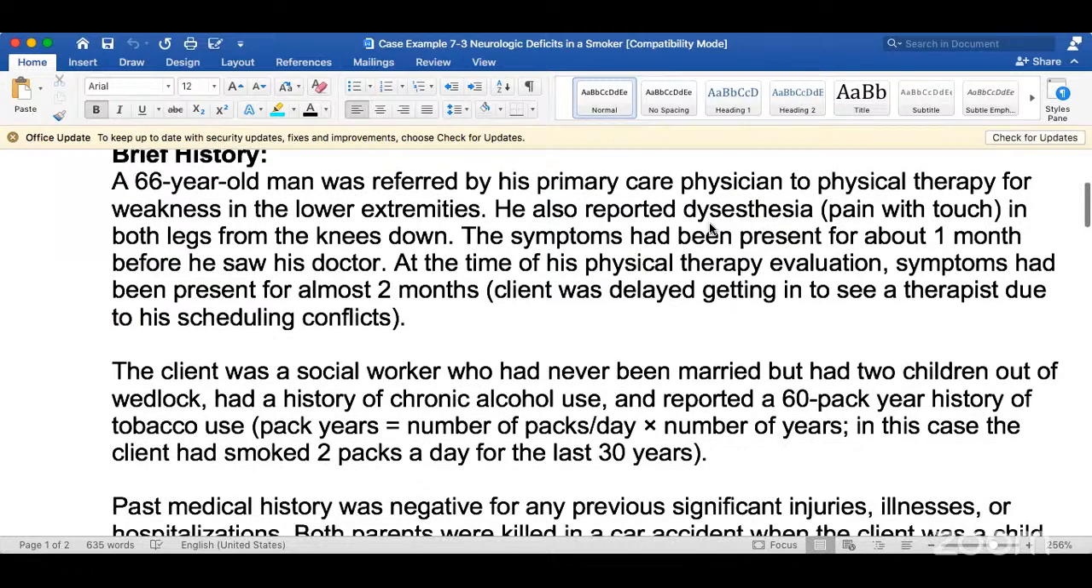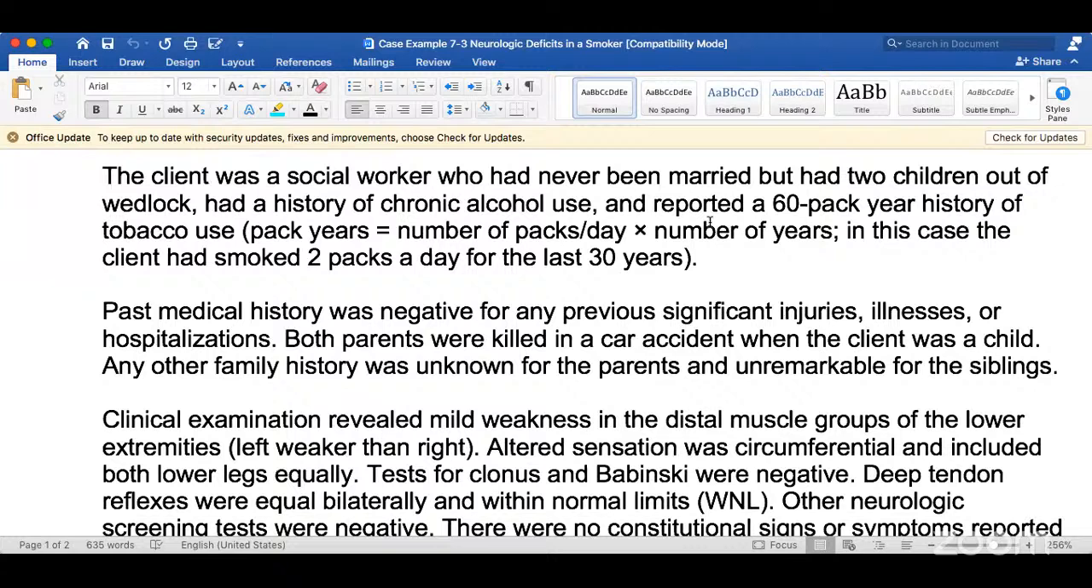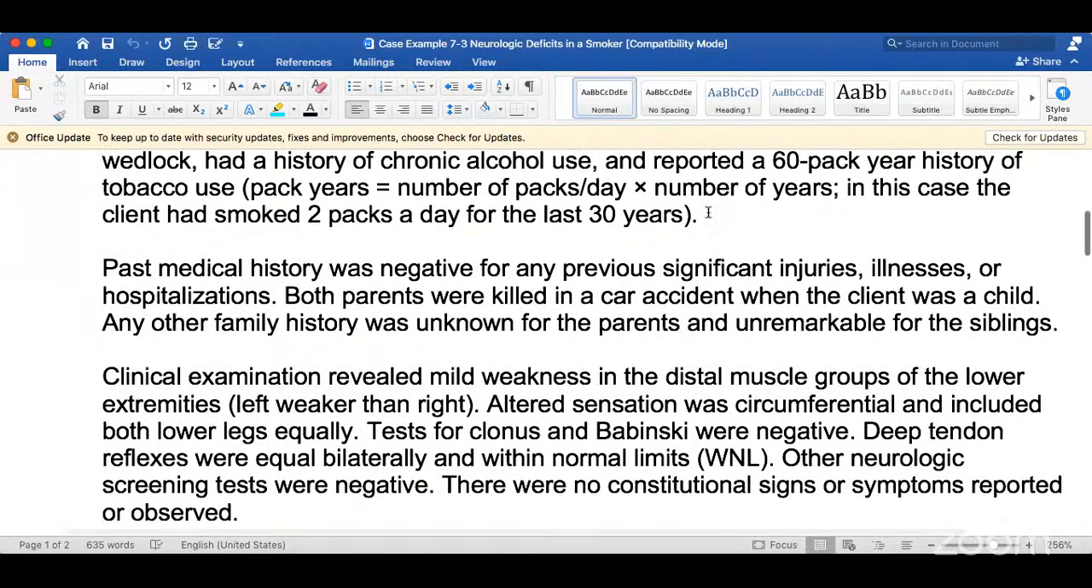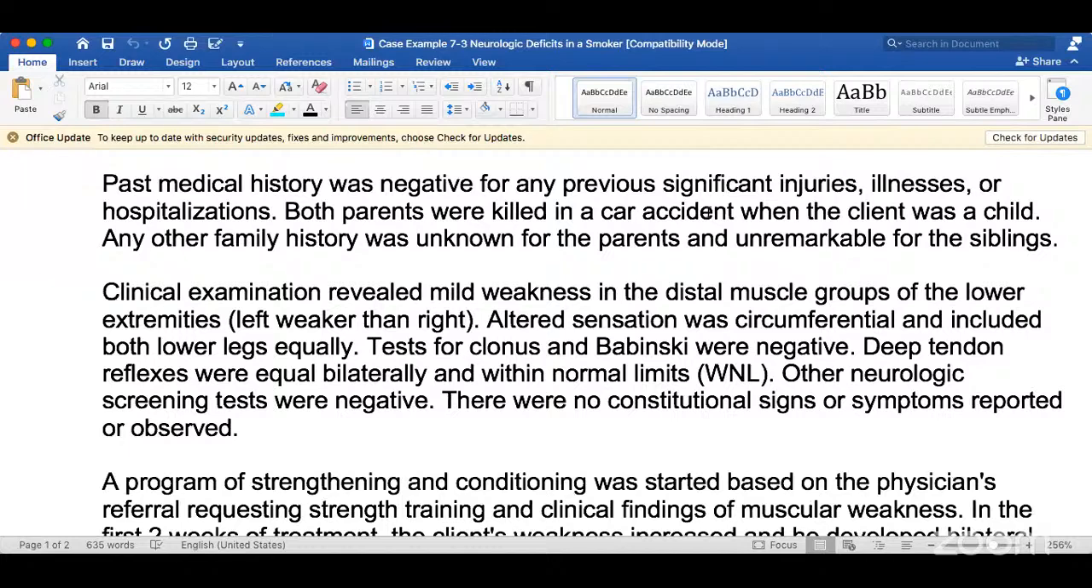The client was a social worker who had never been married but had 2 children out of wedlock, had a history of chronic alcohol use, and reported a 60-year history of tobacco use. Pack years is equal to the number of packs per day times the number of years. In this case, the client has smoked 2 packs a day for the last 30 years. Past medical history was negative for any previous significant injuries, illnesses, or hospitalizations. Both parents were killed in a car accident when the client was a child. Any other family history was unknown for the parents and unremarkable for the siblings.